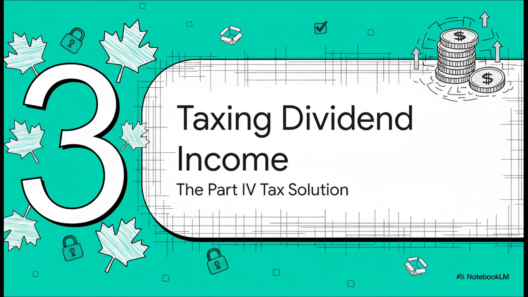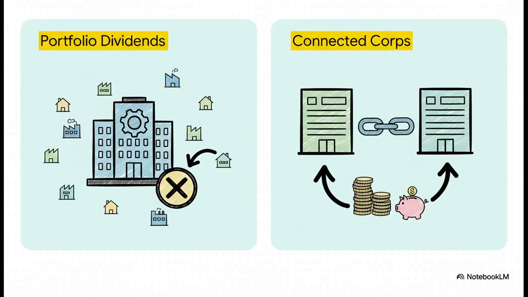It's called Part 4 tax. Now, the way this Part 4 tax works really hinges on one key question. Are the corporations connected? Basically, does one have significant control or influence over the other? If they're not connected, think of just owning some shares of a public company in your portfolio. The rule is simple. The corporation pays a flat 38.33% tax on the dividends it receives. But if they are connected, the calculation is different. It's designed to just make the refundable tax flow from the subsidiary up to the parent company.